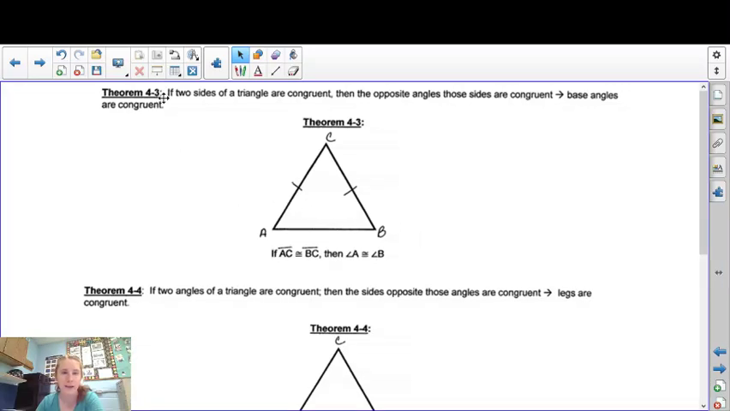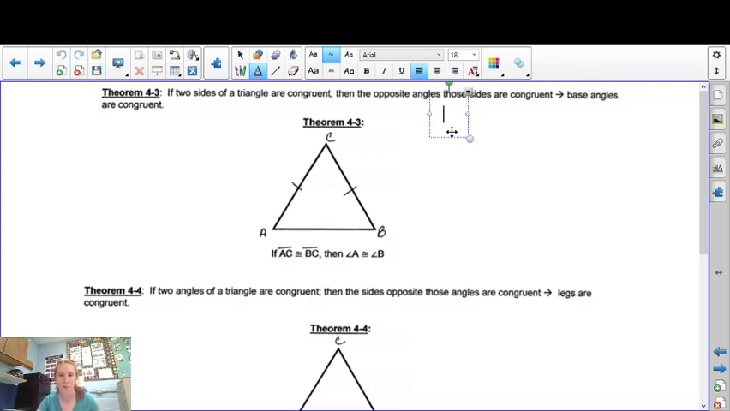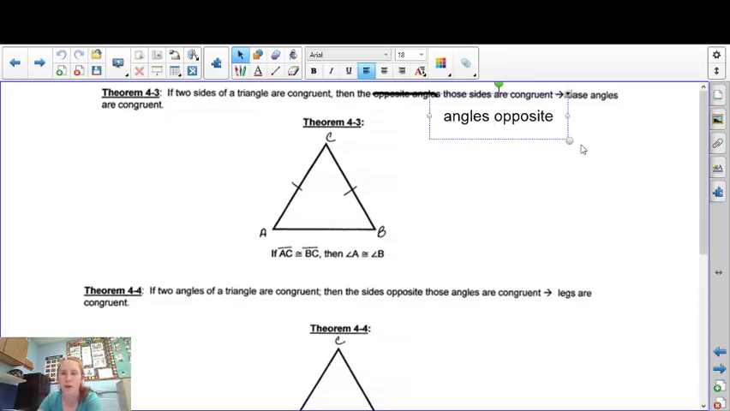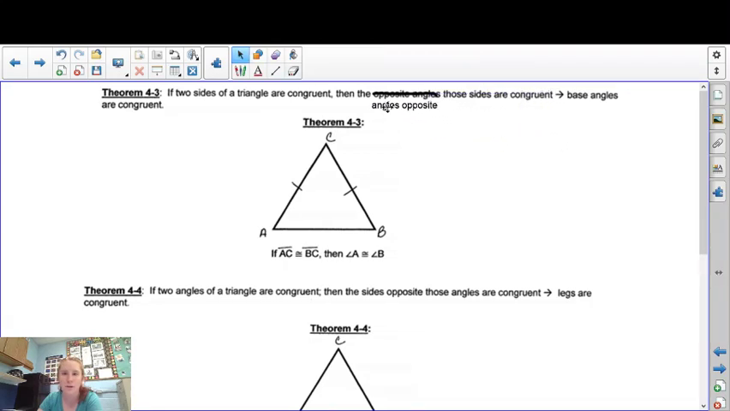Okay, our first theorem today tells me that if two sides of the triangle are congruent, then the angles opposite them are congruent. We're going to switch those two words around, because wording does matter in terms of theorems, so we need to make sure we change that distinction. The angles opposite those sides are congruent, which means that the base angles are congruent.